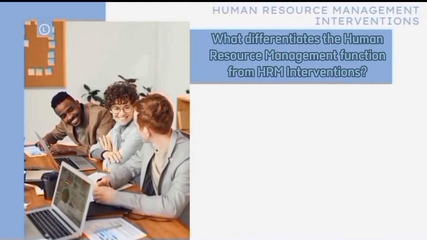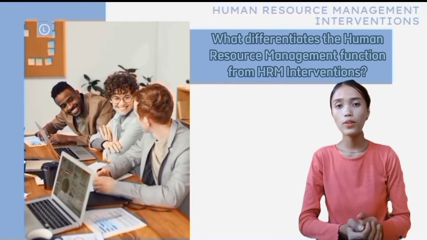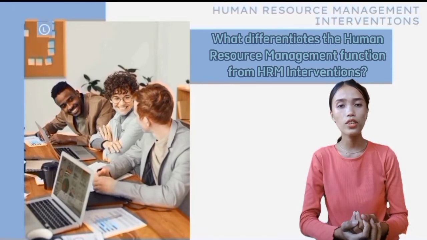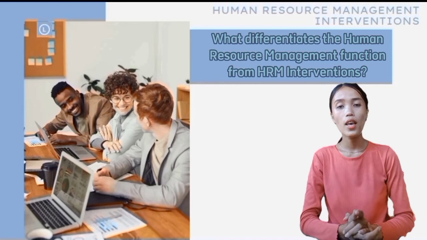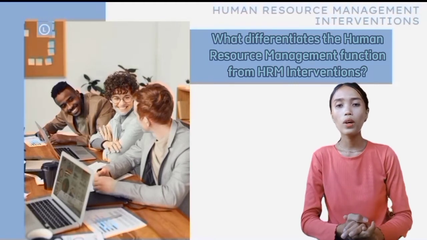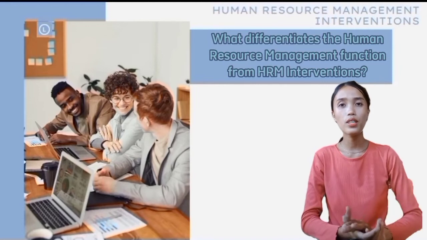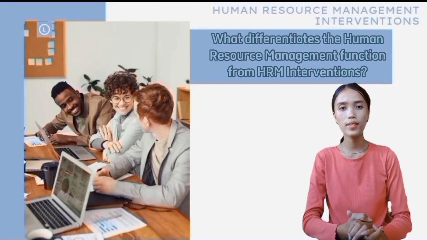What differentiates the human resource management function from HRM interventions? The difference is that the HRM function provides guidelines to the manpower of the organization, serving a purpose that is intended for the person or for the organization. Thus, it focuses mainly on performance management, developing talent, wellness, and diversity interventions. On the other hand, HRM interventions are the supporting factor which operates on the premise that employee development and well-being can lead to increased organizational performance.